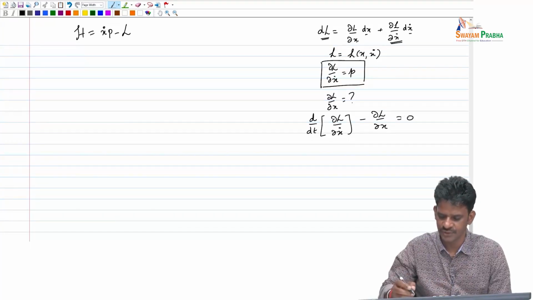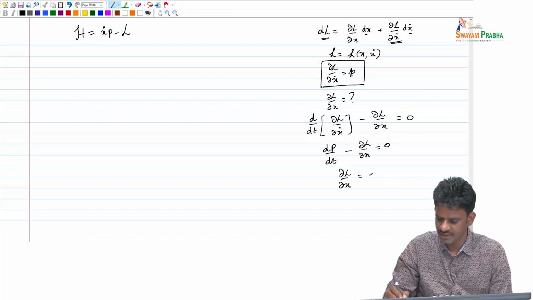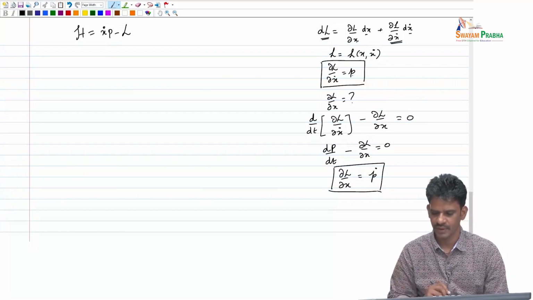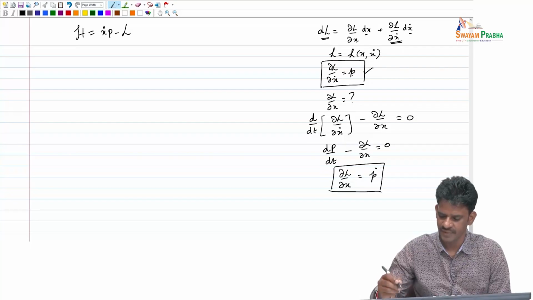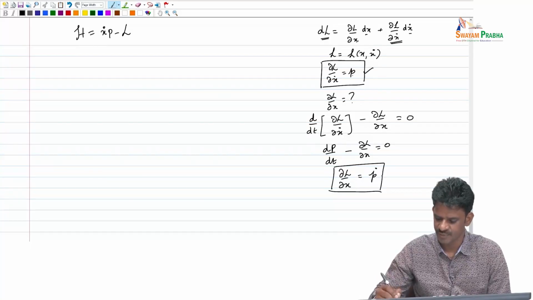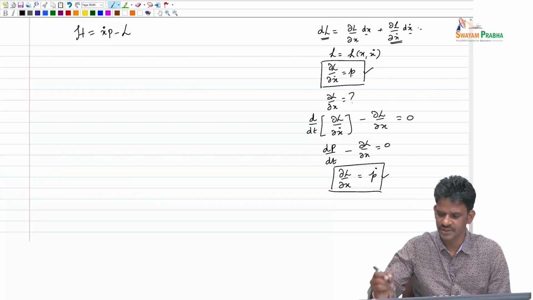Okay, and then let's substitute for ∂L/∂ẋ as p here. So you get dp/dt minus ∂L/∂x is equal to 0, or in other words, ∂L/∂x is nothing but ṗ. So we have got the partial derivative of L with respect to ẋ as momentum, and the partial derivative of L with respect to x is the derivative of momentum. Okay, so let us substitute this in this equation.